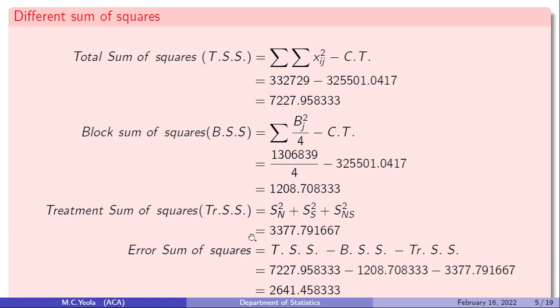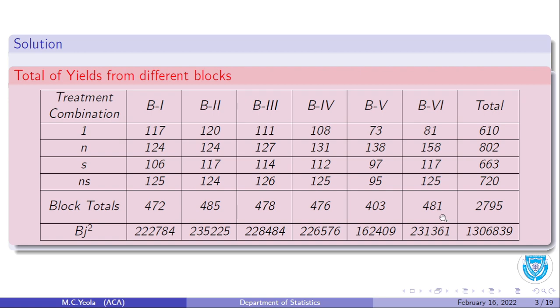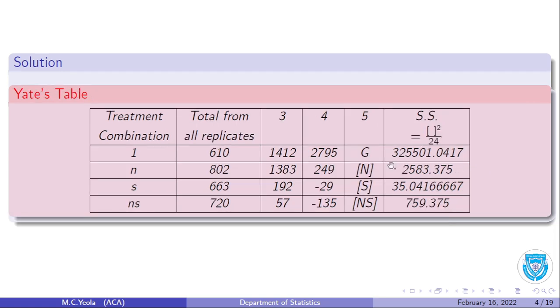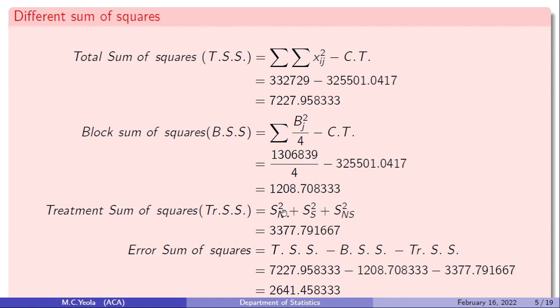Then treatment sum of square will get Sn square plus Ss square plus Sns square. These 3 treatment combinations we are having, Ns and Ns. Related sum of squares, if we add, means this we are having in the table here, these 3 values. If we add those sum of squares, we will get the treatment sum of square, that is this one here. Then error sum of square can be obtained by subtraction, total sum of square minus block sum of square minus treatment sum of square, that gives us here error sum of squares.